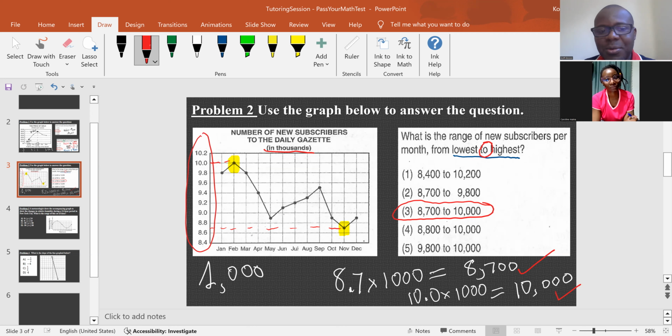Okay, understood? And we have the month also at the bottom. We can ask many questions based on this graph. Okay, but let's continue like this for now.